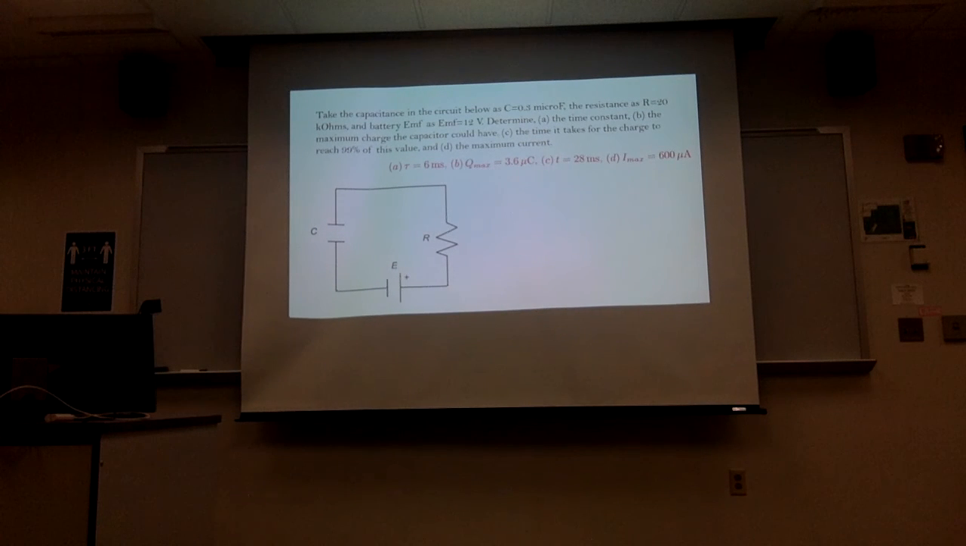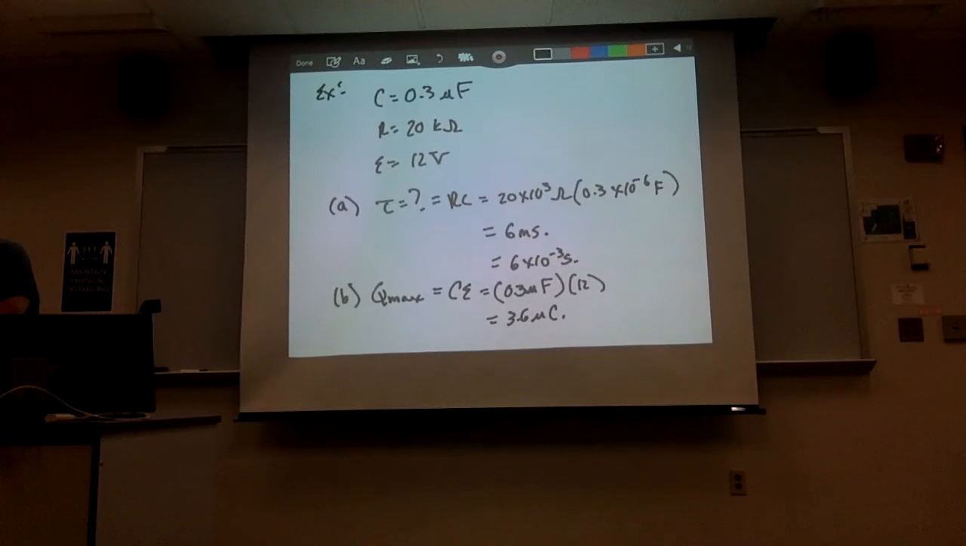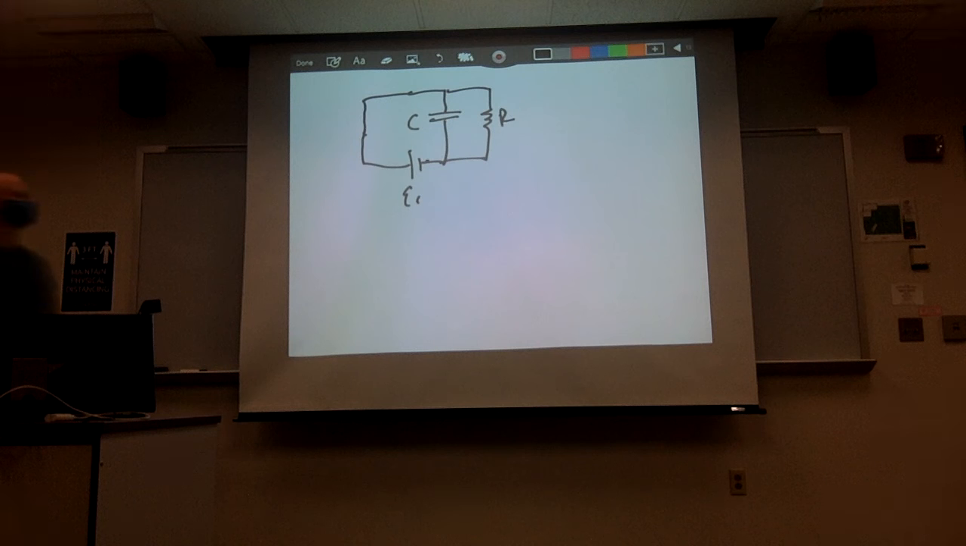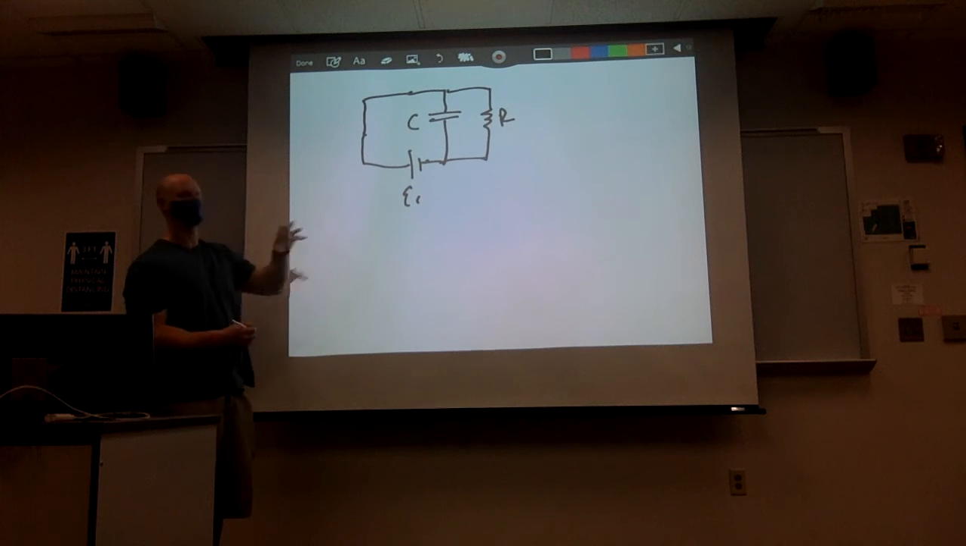So if, for example, this problem said we actually had something like this, say the battery here, and then the capacitance was here, and then the resistor was here, so these guys were actually in parallel, not series, then you would have to re-go through all of that to rederive what the time constant is, as well as all the other good stuff.